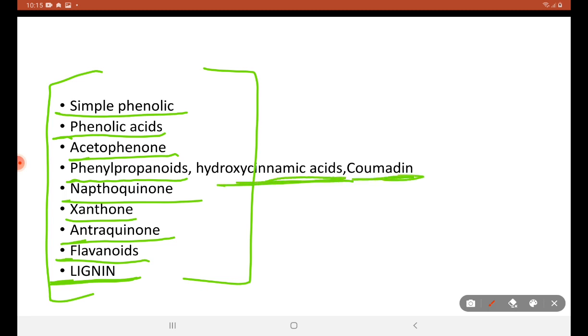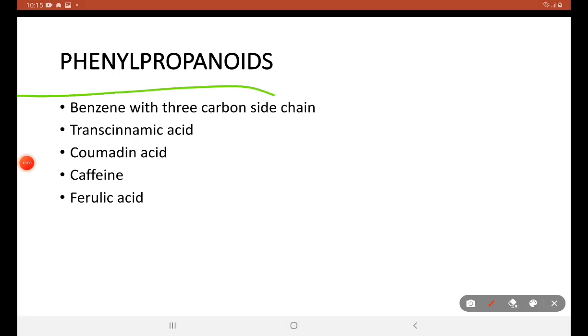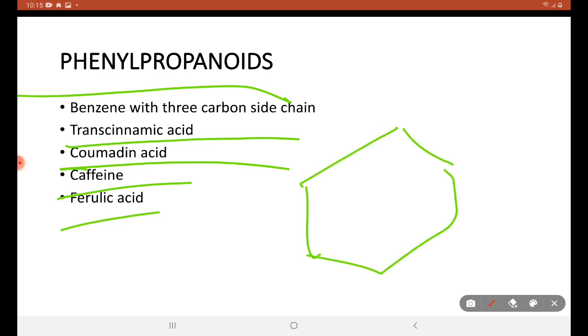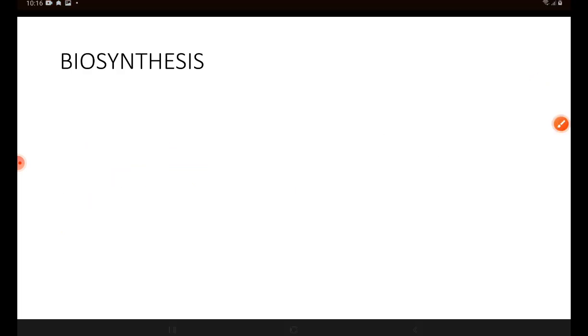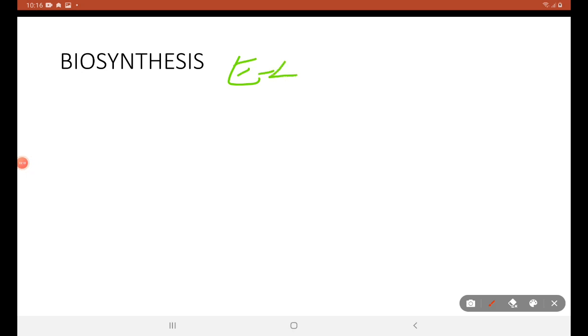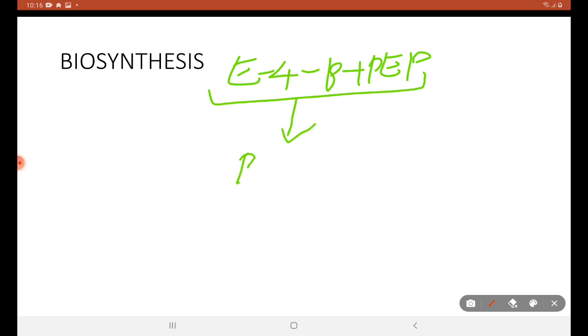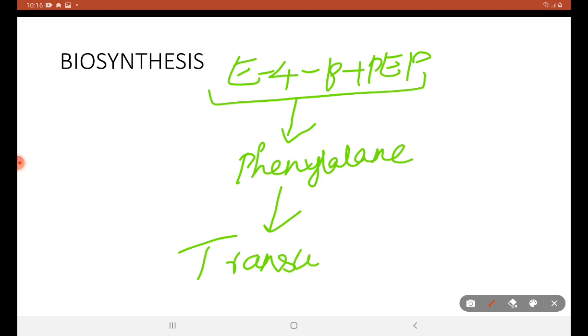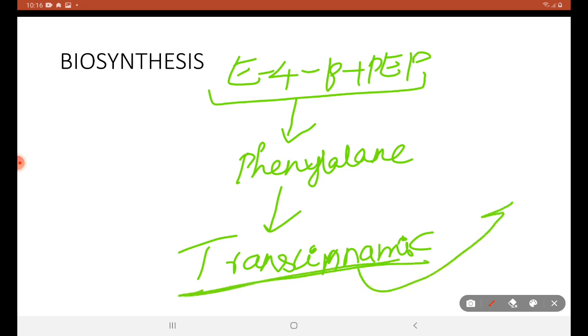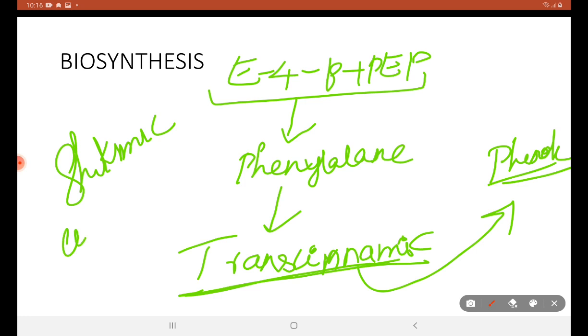Cinnamic acid C9, coumarin C9. Phenylpropanoid examples: transcinnamic acid, coumaric acid, caffeic acid, ferulic acid, that is a ring with 3 carbons attached. Biosynthesis: erythrose 4-phosphate plus phosphoenolpyruvate undergo the shikimic acid pathway to form phenylalanine. Phenylalanine undergoes deamination to form transcinnamic acid. The enzyme involved is phenylalanine ammonia lyase, and they form many compounds like phenolic compounds. This is by the shikimic acid pathway. This is a previous year question.